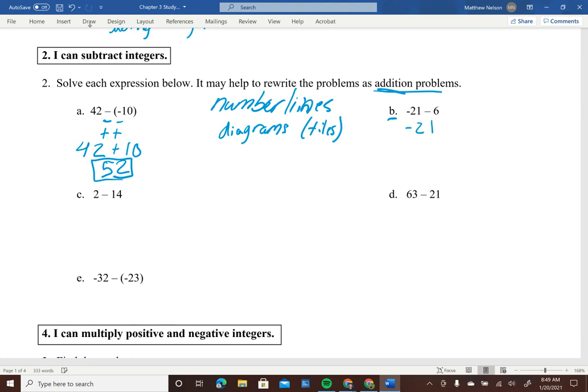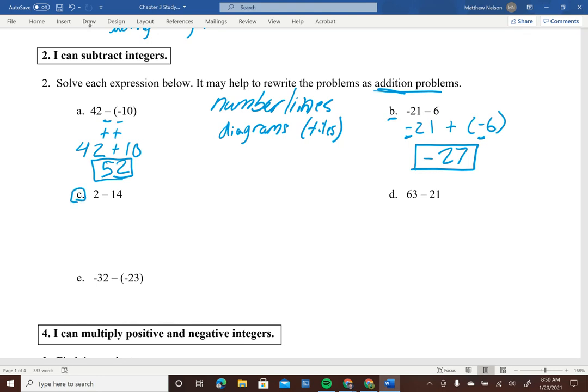So I'm going to write this as negative 21 plus negative 6. Now, since these both have the same sign, 21 is negative and negative 6 is negative, I would add them like I normally would and get 27. And then I'm going to take the sign of both numbers, which would be a negative. In other words, if I owe $21 and then I owe another $6, I owe a total of $27. That's why it's negative. Now we're looking at part C.